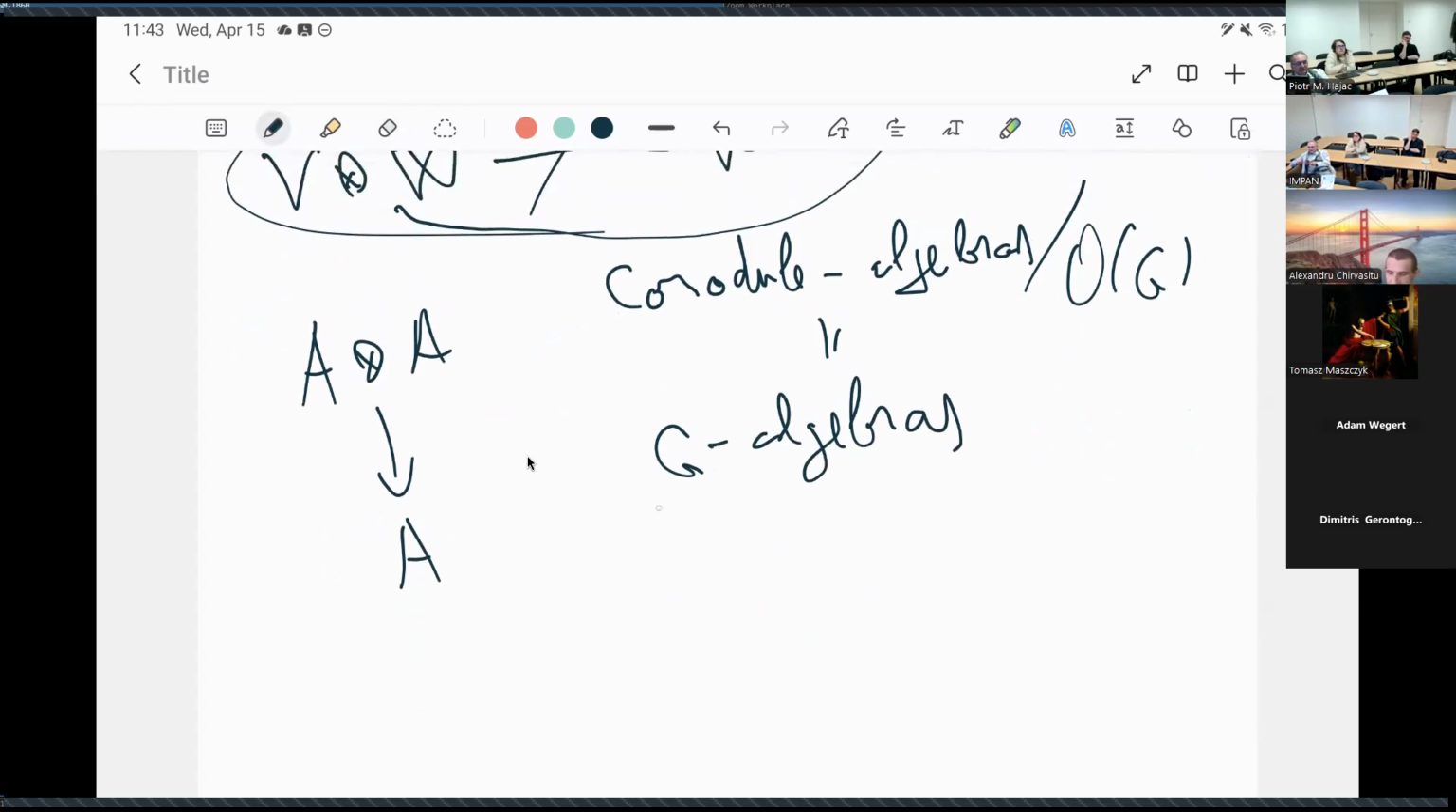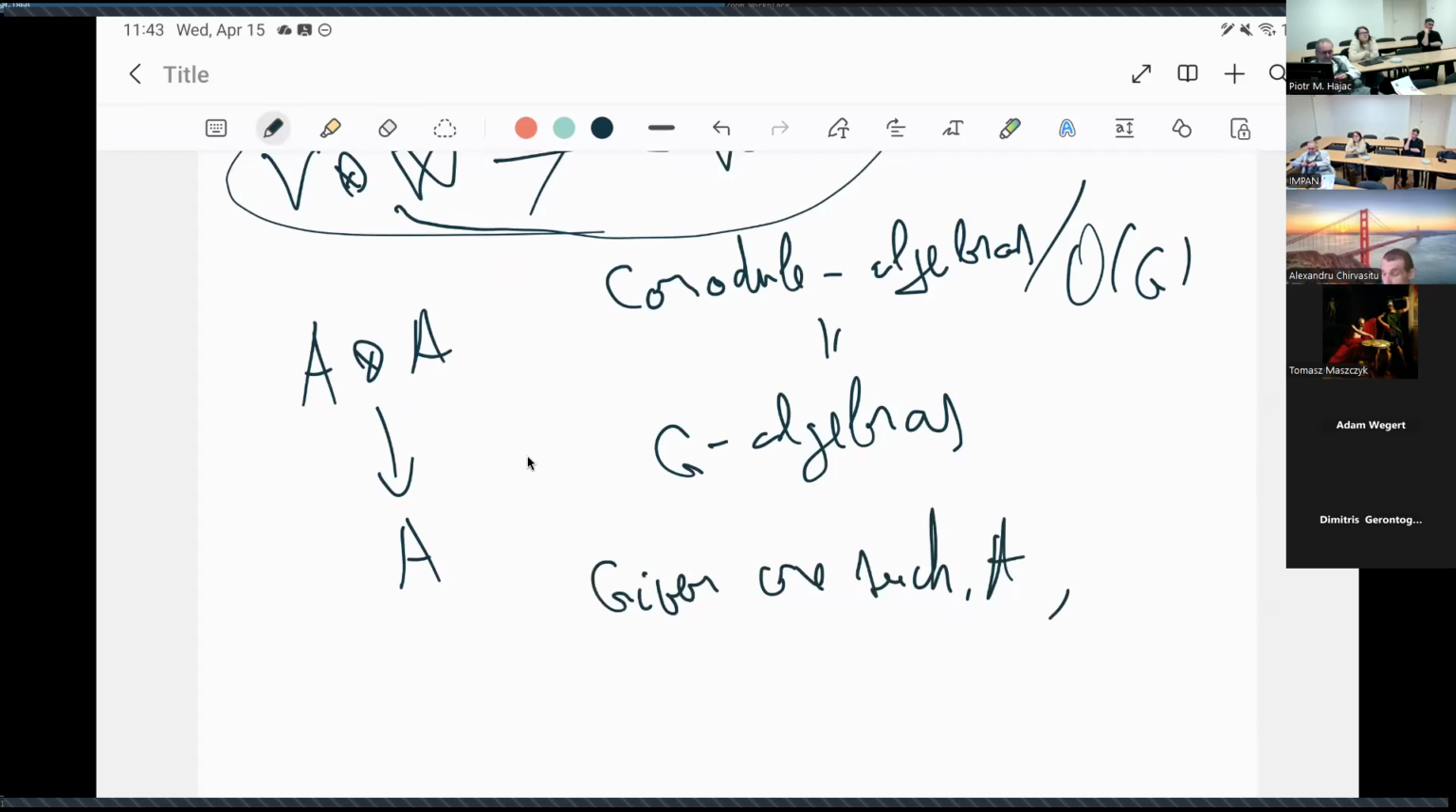But given a G algebra, given one such A, there's no meaning to A op. A op doesn't make sense, not in the generality we've placed ourselves in. Doesn't make sense.